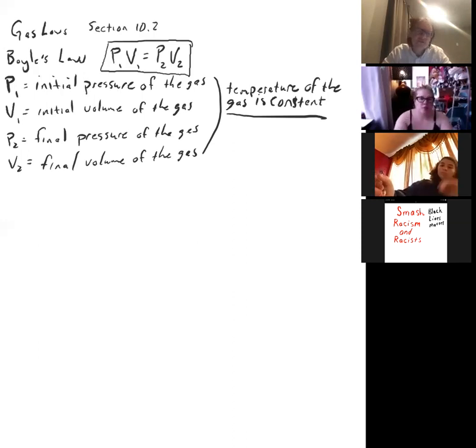But if you're doing a problem and it doesn't say anything about temperature, you usually can just assume the temperature is constant, which means you can use this. Let me show you a picture of what we mean by this. This is the way that this equation is used.